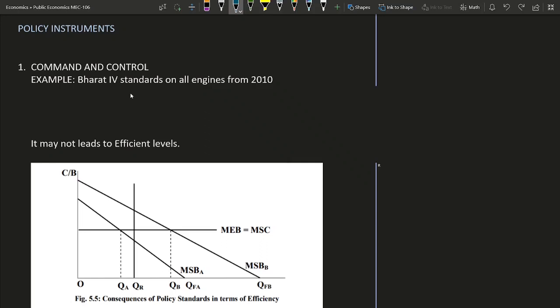Hello guys, this is the continuation of our course series Public Economics, and this is Unit 5, Public Goods and Externalities. We have seen in the earlier video the positive and negative externalities and how the government tries to mitigate the effects using tax or subsidies. Now let's see the other policy instruments.